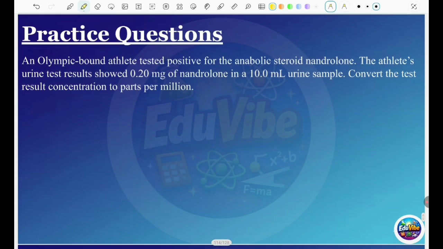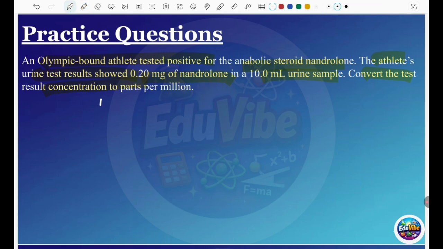Next question we have. An Olympic athlete tested positive for the anabolic steroid testosterone and mandolone. The athlete's urine test results showed 0.20 mg of the mandolone in a 10.0 ml urine sample. Convert the test result concentration to parts per million. So you have to convert to parts per million, and they give you the mass in mg and the volume. So how can you deal with those?